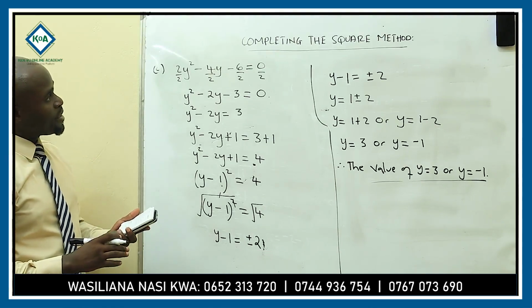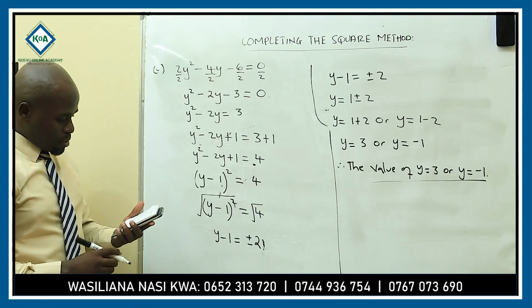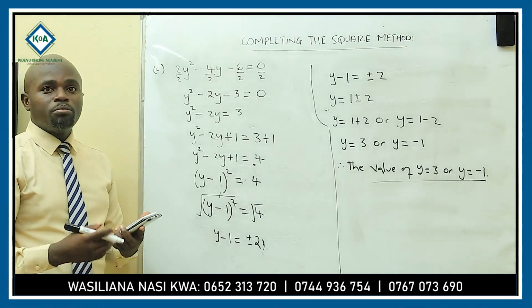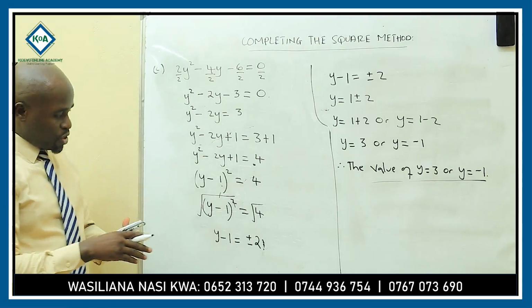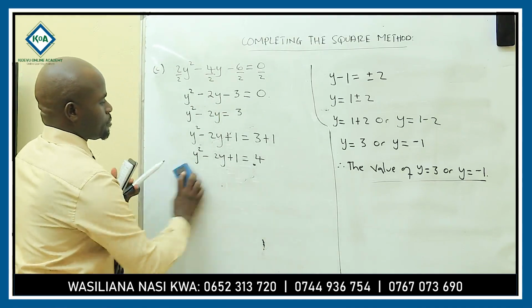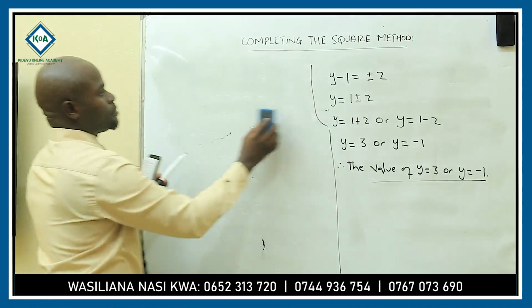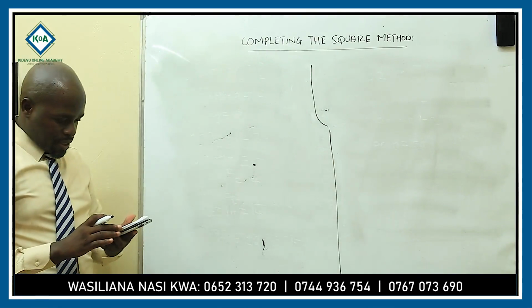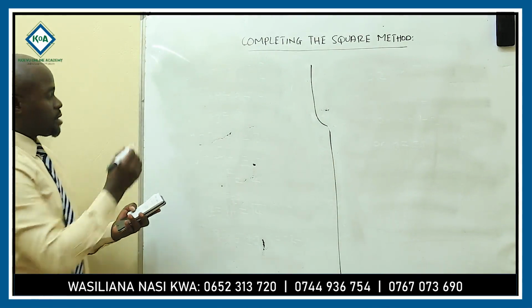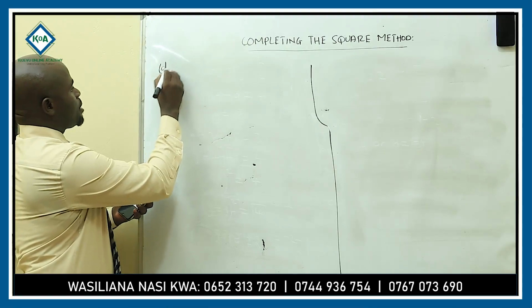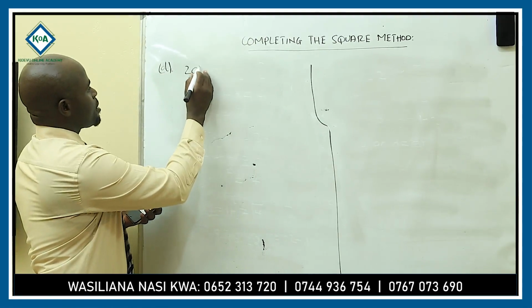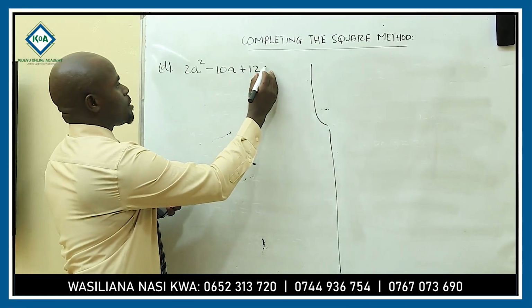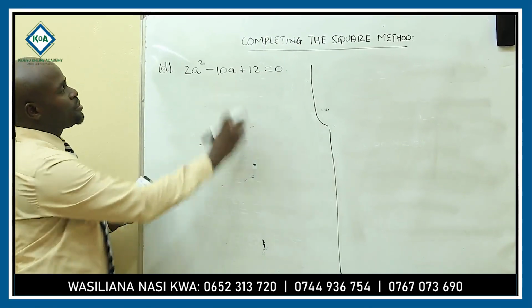Now let's check the final example, the last example on how we can find the solution of quadratic equations by using completing the square. Yes, our last example here is D. It is 2a squared minus 10a plus 12 is equal to 0. It means we have to find the value of a.